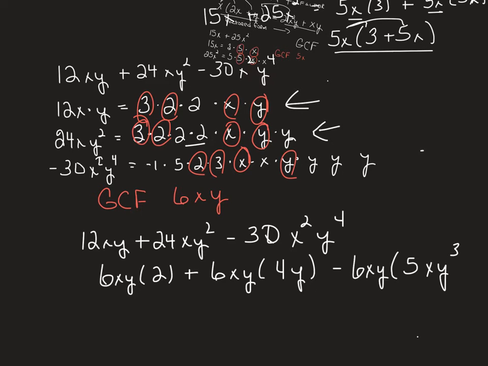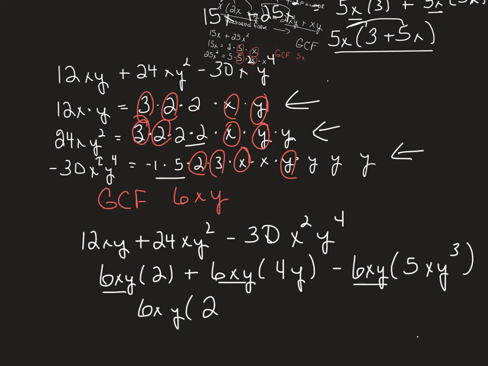If you're not sure, come here. You can find your negative that goes in the front. But here's your 5, your x, and your y cubed. Now we factor out what's common. This is what's common. Our greatest common factor goes in the front, 6xy.